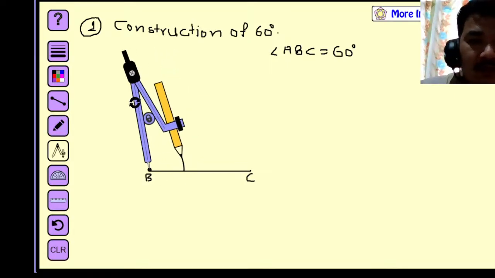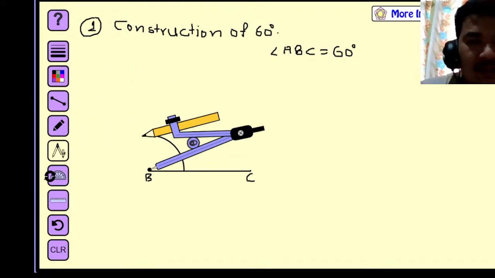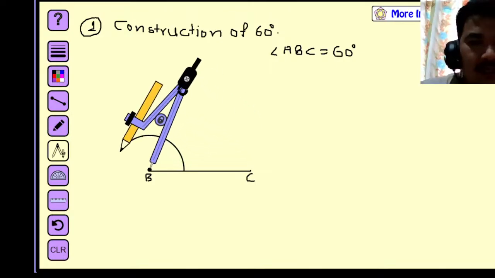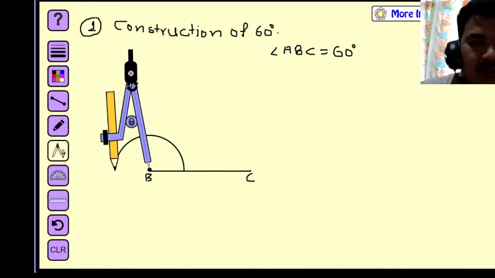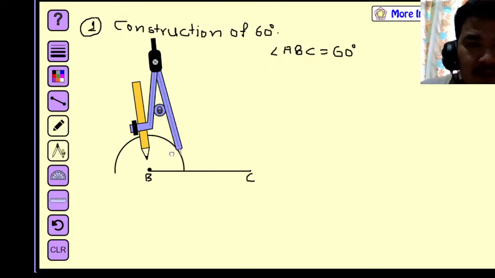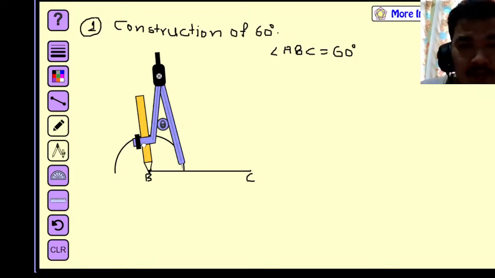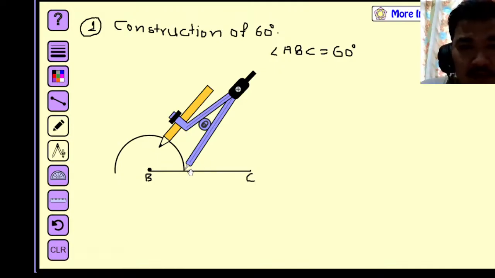For that, first of all, draw one arc here like this. Draw one arc, which is known as the main arc. The first step is we have to draw this main arc. Then put this compass here, at this point, where I am keeping this compass. That point is known as 0 degree, right?